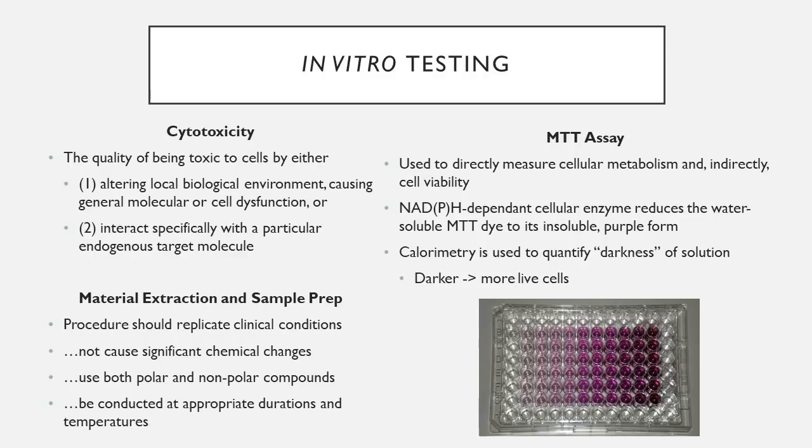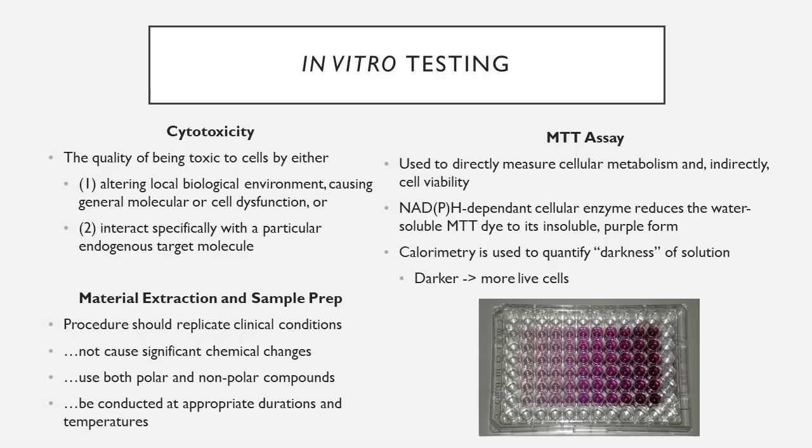So the first one in the in vitro testing stage is cytotoxicity, which is really just the quality of being toxic to cells. This can happen in a number of different ways. One is by altering some of the local biological environments that cause a general molecular or cell dysfunction, or a chemical can act specifically with a particular endogenous target molecule, a ligand that somehow disrupts cellular function directly and specifically, causing the cell to die.